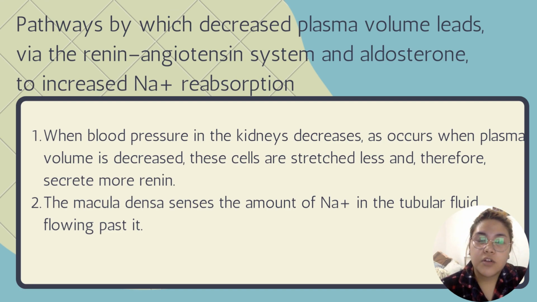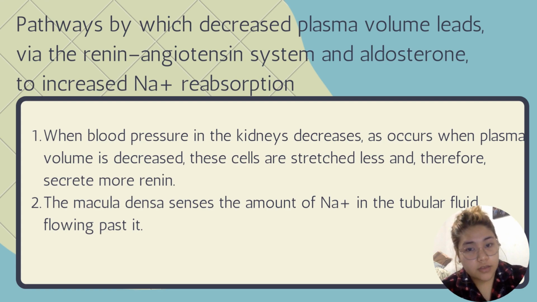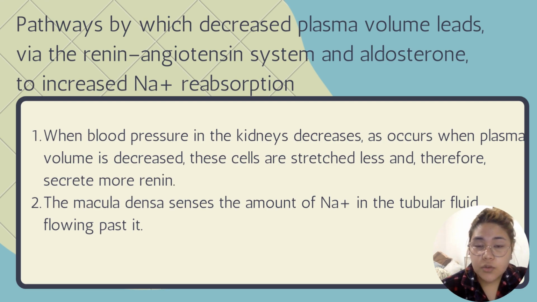So the juxtaglomerular or JG cells respond simultaneously to the combined effects of the sympathetic outputs triggered by the baroreceptors external to the kidneys and then to their own pressure sensitivity.